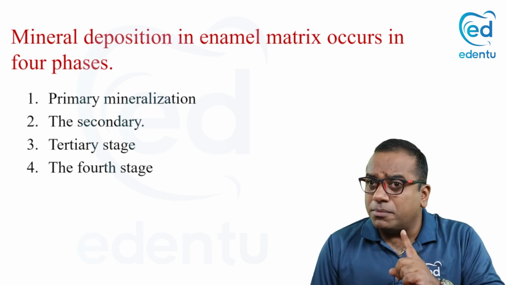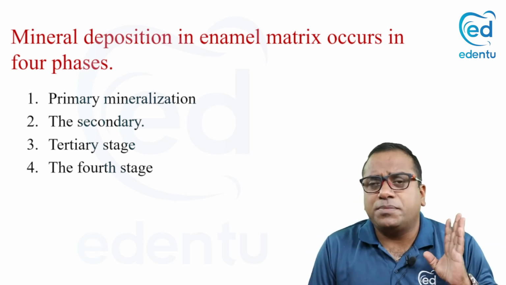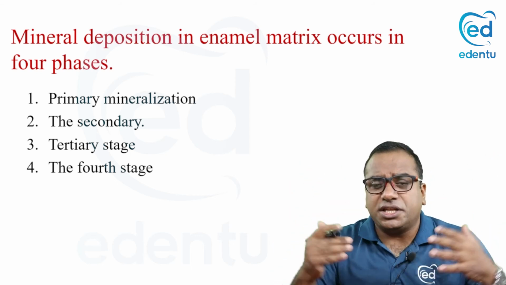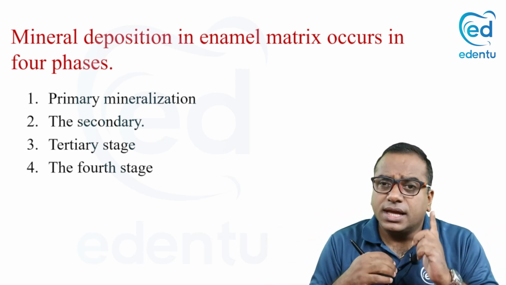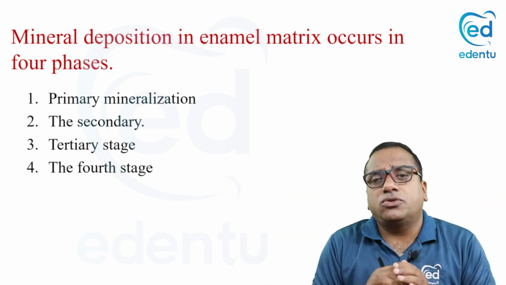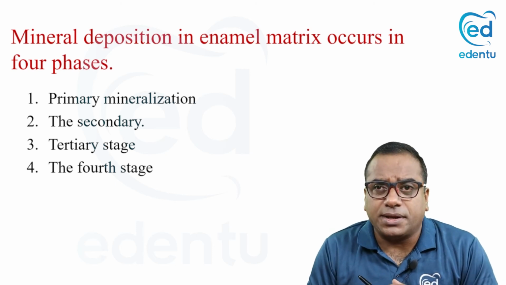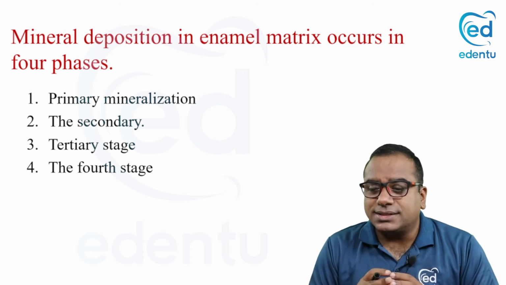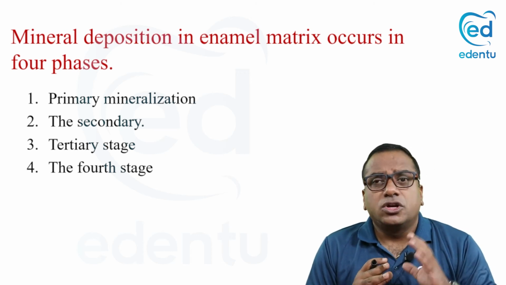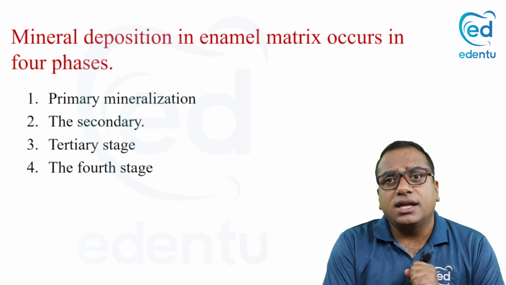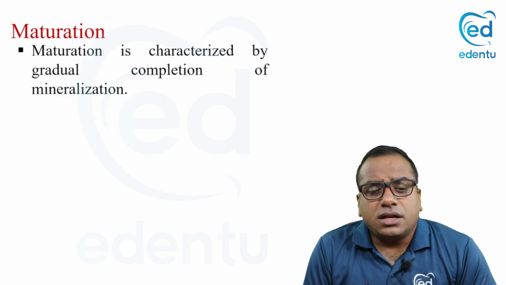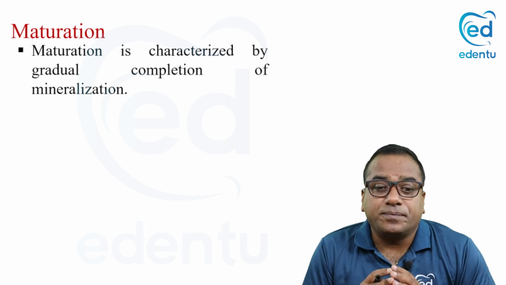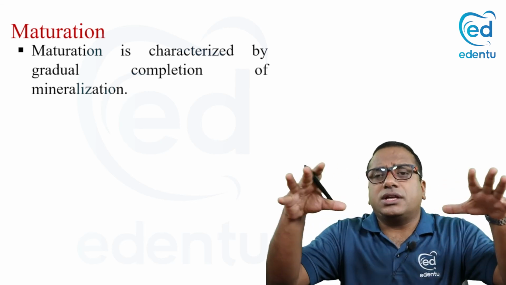So step number 1, primary mineralization, immediate mineralization, 30% will happen. Secondary mineralization, from the surface to the DEJ, mineralization will go inside. Tertiary stage, from inside to outside towards the surface of enamel, mineralization will take place. And in the fourth stage, more and more minerals will come and make the site hypermineralized. So these are the stages in mineralization. Now coming next to the last stage, that is maturation.